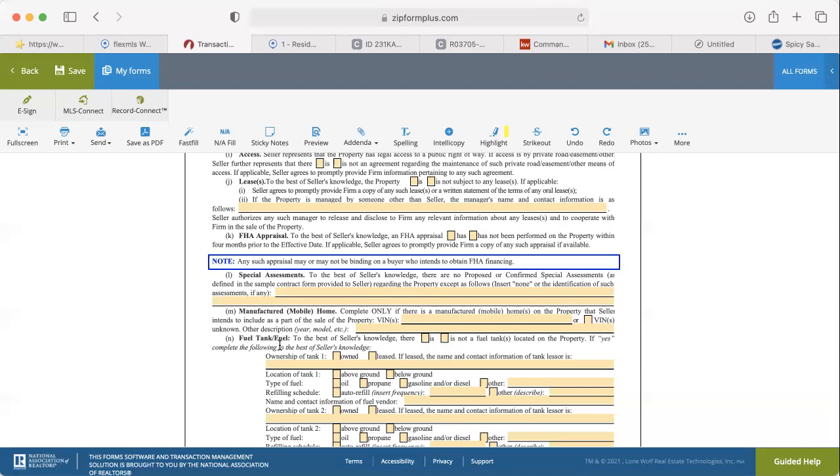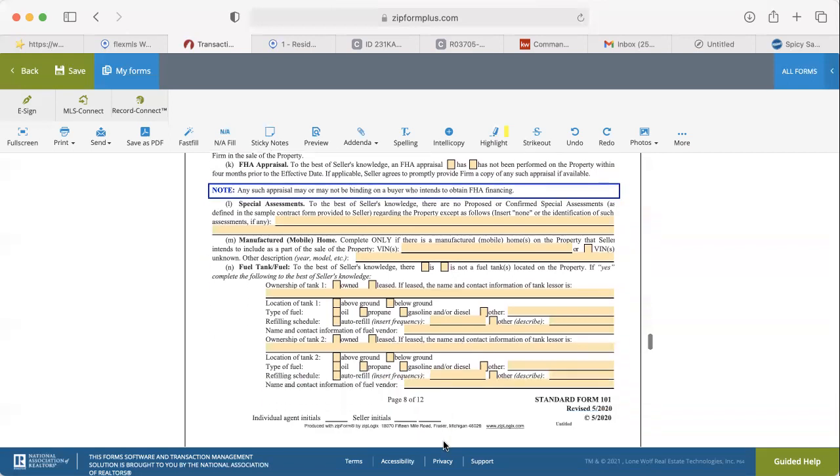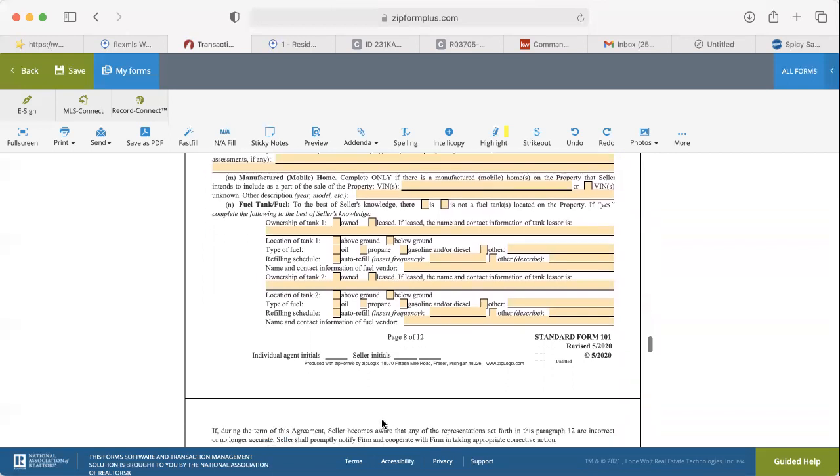Then the next one talks about a fuel tank. So to the best of the seller's knowledge, there is or is not a fuel tank located on the property. And if the answer is yes, is it owned or leased? And who is the owner of the tank if it is leased? And then where is it located? What kind of fuel does it hold? What's the refilling schedule? Who is the vendor? And et cetera, et cetera. And then this is another place if there were two tanks. So it allows the same questioning for tank number 2.